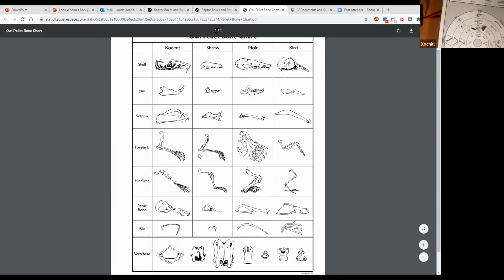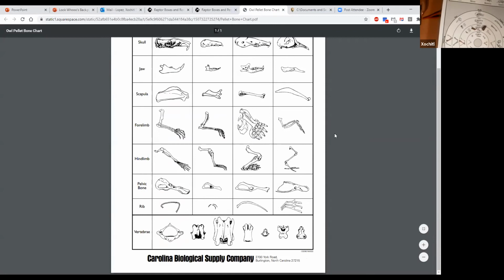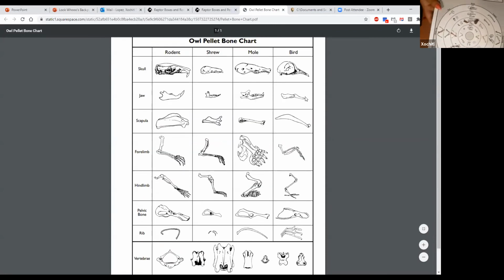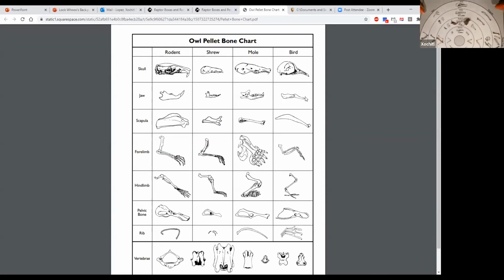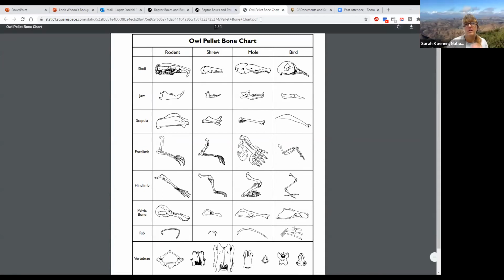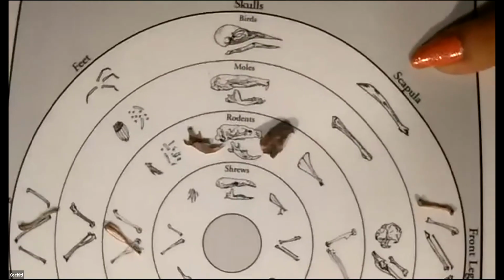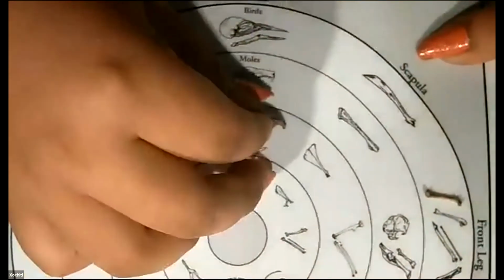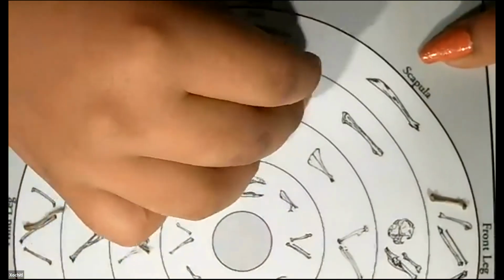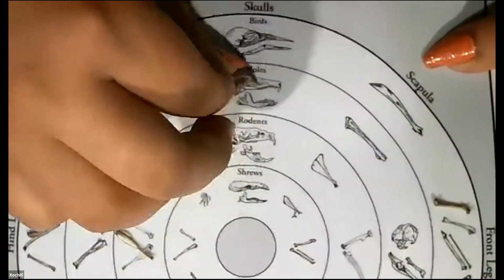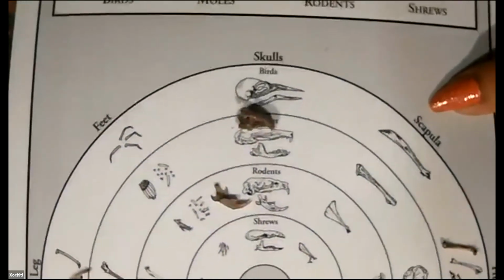So can you see the? I have a mole here in the screen that I'm sharing. Yeah, just based on the size it could be a vole. Let's see if I can find another jaw, hopefully.